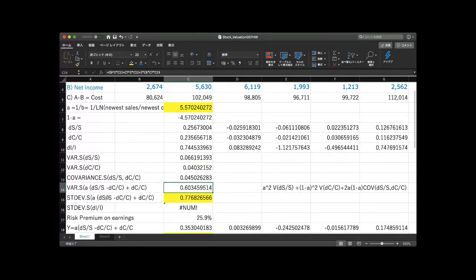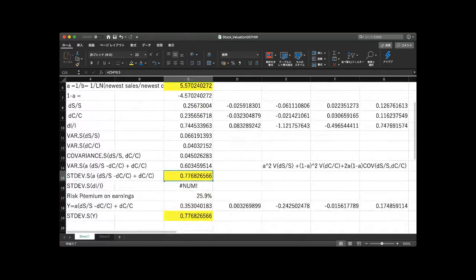And standard deviation would be the square root of variance, right? So the square root of variance, STDEV.S, the sample standard deviation, is nearly 80%, which is very high. And finally, we can calculate the risk premium on earnings, which is 1/3 of STDEV.S, right? So if I divide this by 3, we get almost 26% risk premium, which is very high.